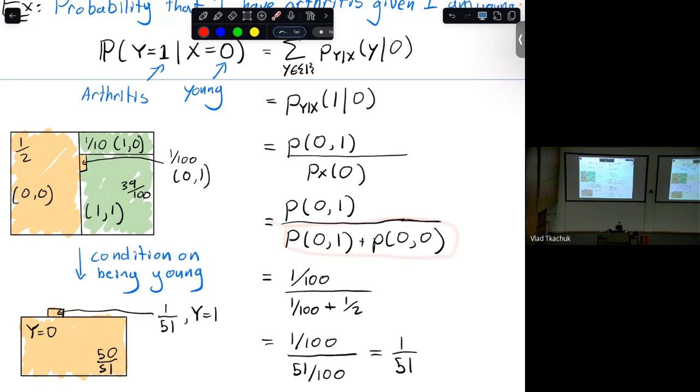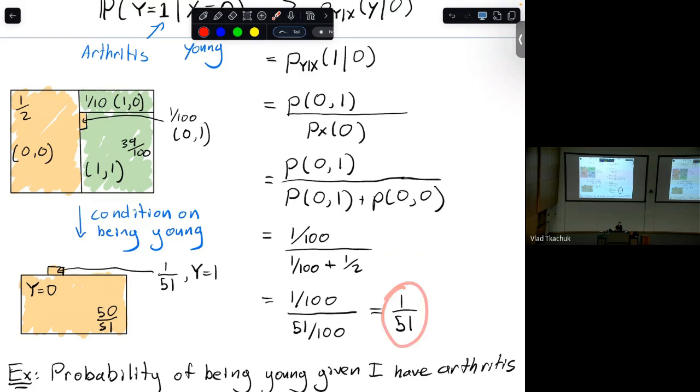And what is this thing at the bottom? This is the orange region. So what happened here is you plug in your numbers, and you get that the probability that you have arthritis given you're young is 1/51, which is exactly the ratio of this area over the whole area. Okay, so hopefully that makes sense. Another helpful way to think about this probability stuff is that when there's all this division, if you write things as fractions over 100, the fractions will always cancel.